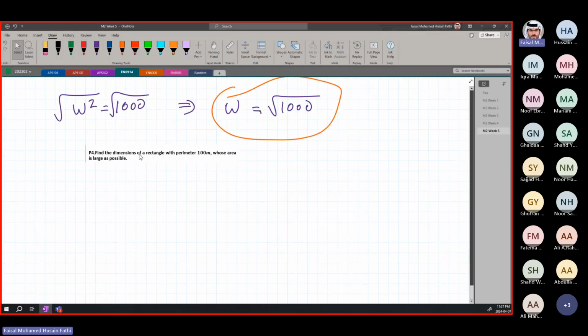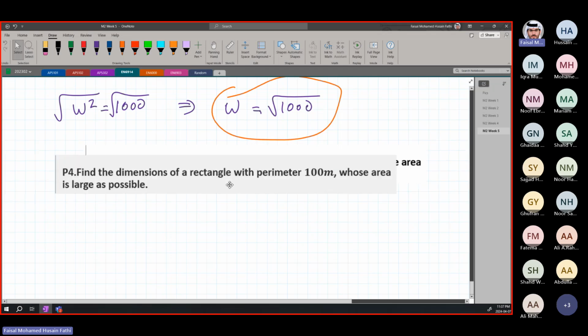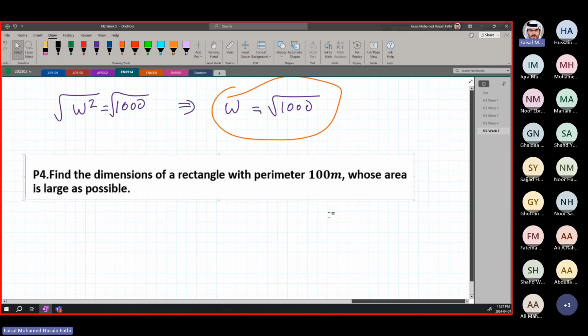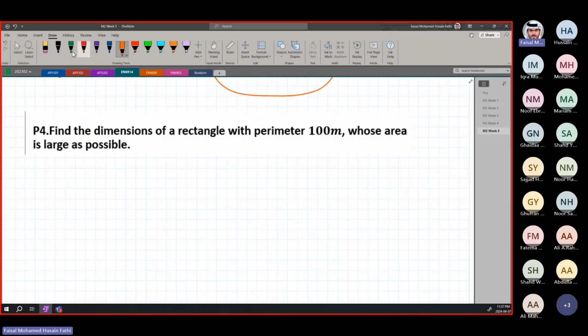زين. يعني هني مثلا، alright، السؤال بعد مرة it's talking about a rectangle. لكن هني it's talking about the area is as large as possible. Alright. وقاعد يقول لنا إن perimeter is 100 meters.